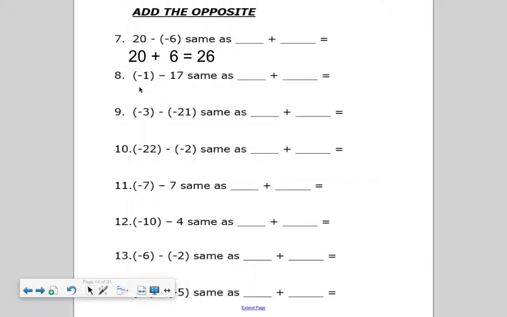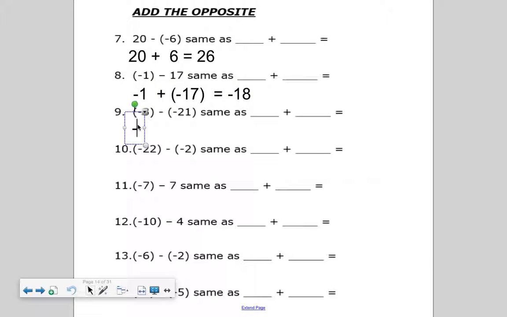Next one, negative 1 minus 17. How do I rewrite this as an additive expression? So I keep it, add the opposite. What's the opposite of 17? Negative 17. So negative 1 plus negative 17. That's a whole lot of negatives. Any zero pairs? No. Negative 18.